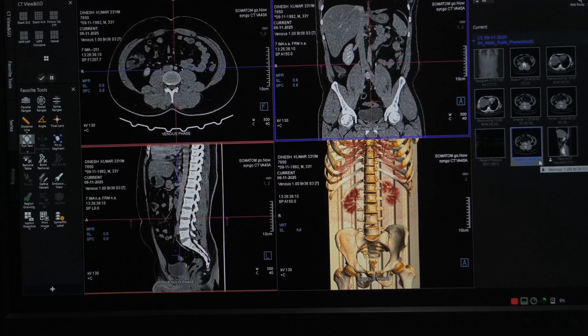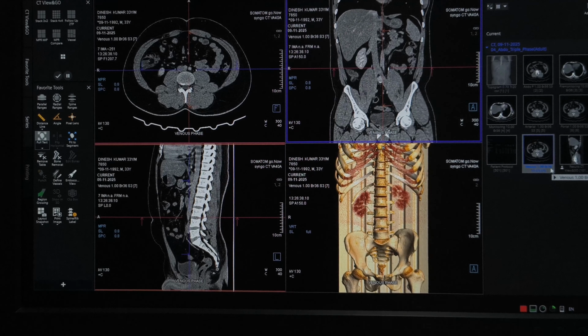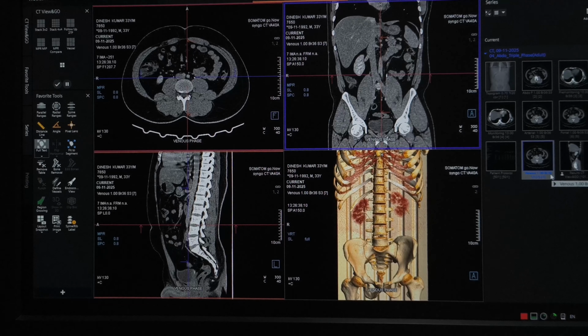So friends, this was the complete explanation of CT topogram, plain scan, arterial, portal, delayed phases, plus why timing is not fixed.